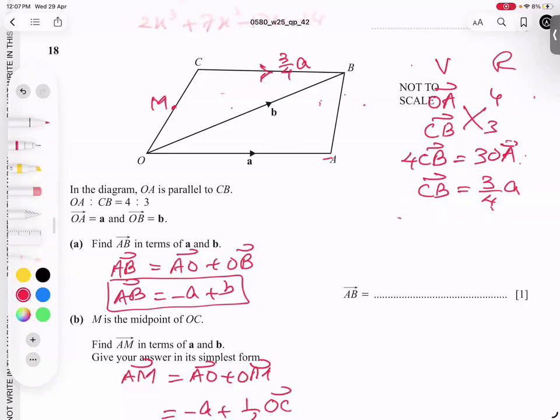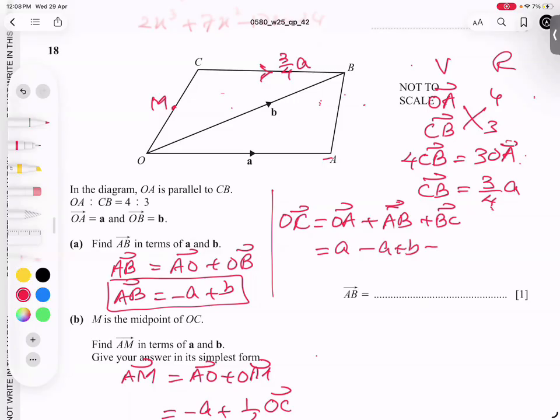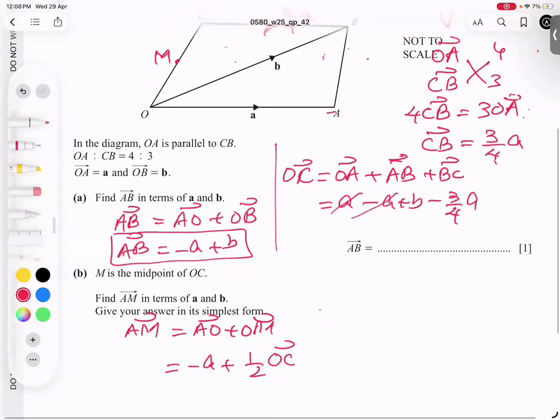Now, students, I'm looking for OC. What is the OC path? OC path is O to A, plus A to B, and after that plus B to C. O to A is small a, AB I just got now, I'm writing here negative a plus b, and BC I have negative 3 over 4a. It cancels out, and I got OC is this answer.